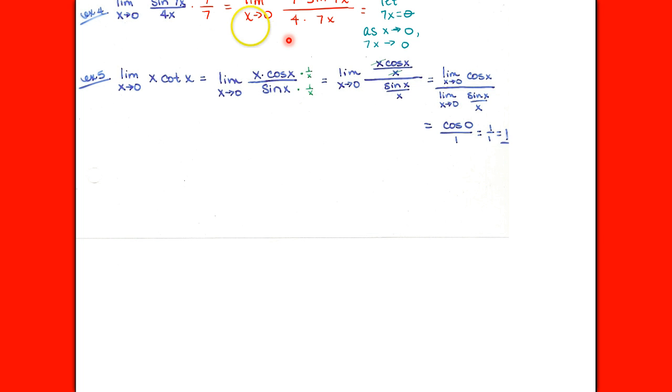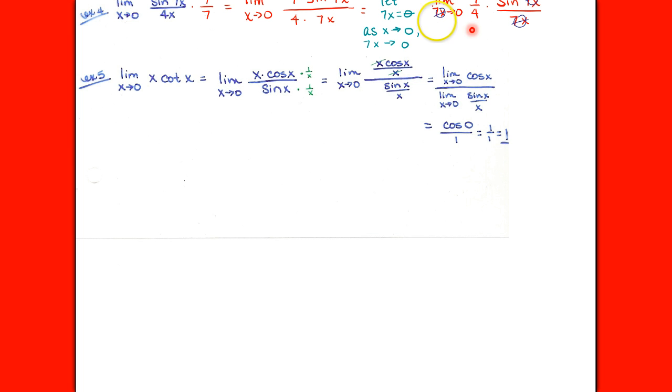So again, I'm going to need to state for them in this problem, if I want to replace this 7x with a theta, I also have to replace this x with a theta. So I have to write out, okay, since x was approaching 0, 7x would also be approaching 0. So then I can say the limit as 7x or theta approaches 0 of the sine of 7x or theta over 7x or theta. And then we just got our 7/4 out in front.